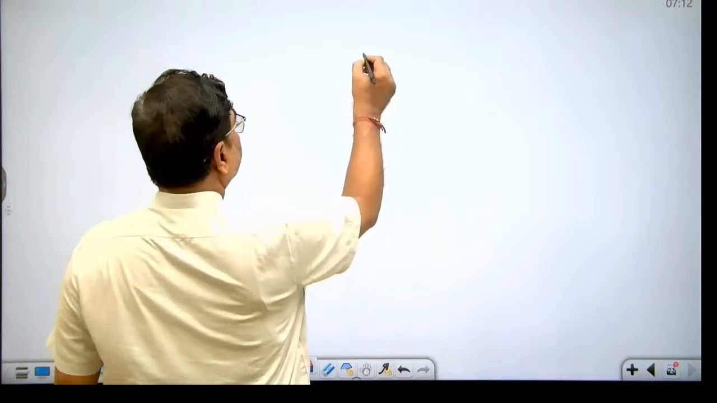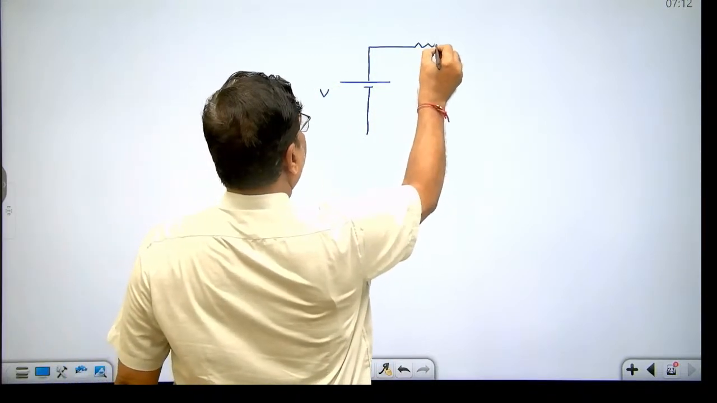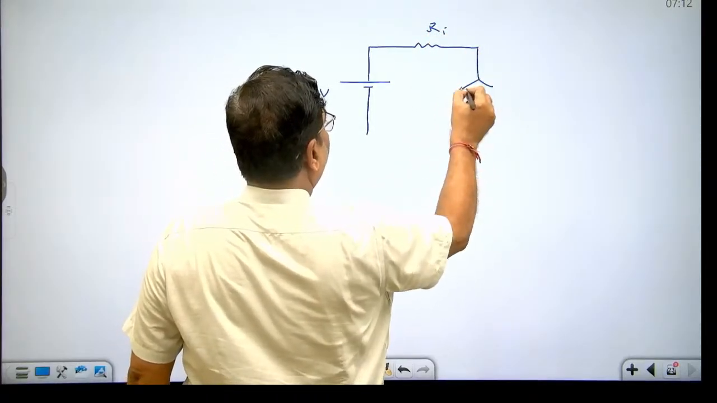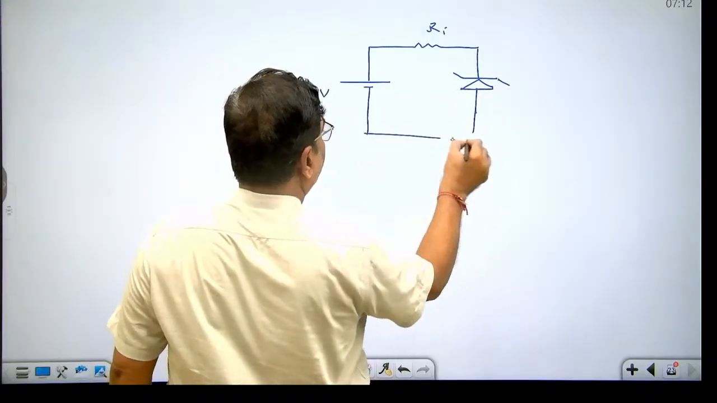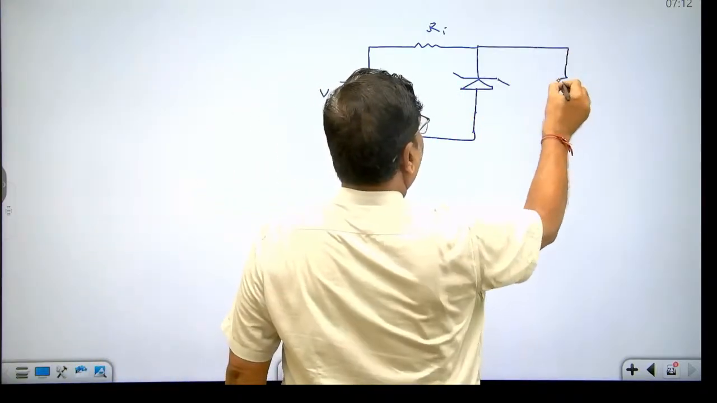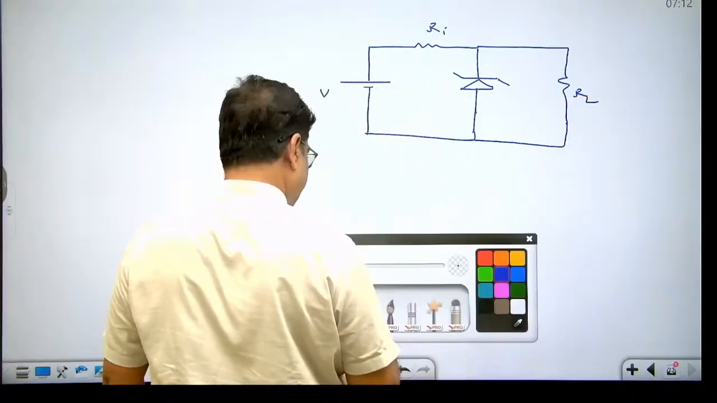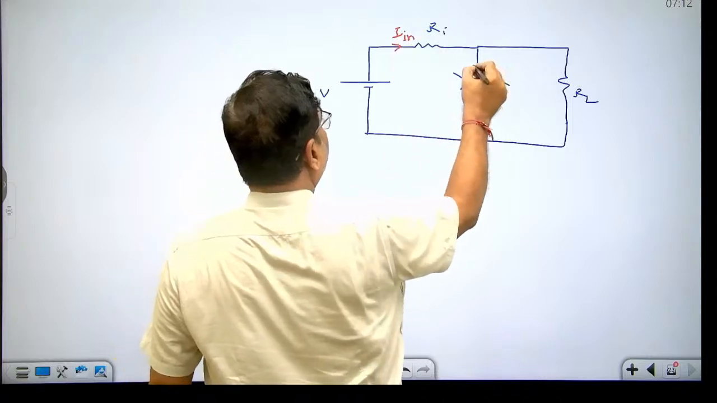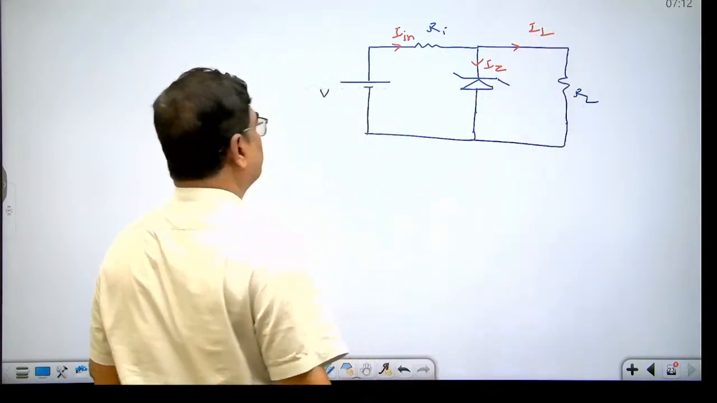Let's see here. This is the applied voltage. This is input resistance. And this is Zener diode connected in reverse biasing. P is connected to negative, N is connected to positive. And this is load resistance. Dear student, this is input current, this is Zener current, and this is load current.